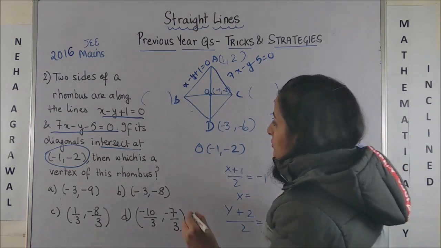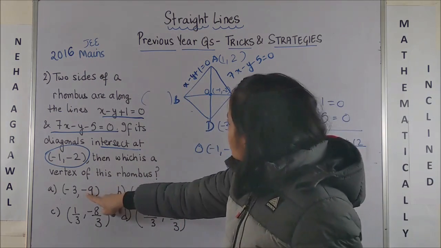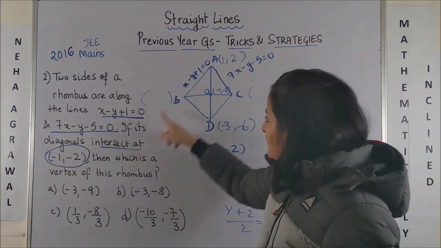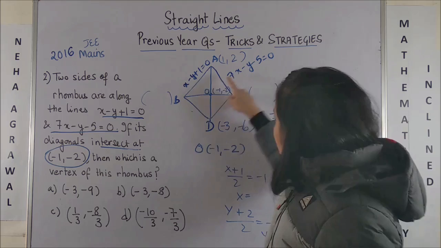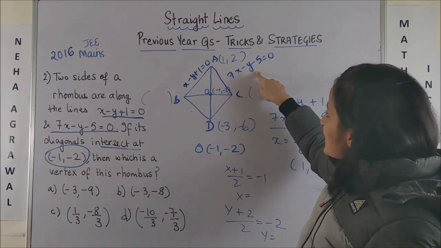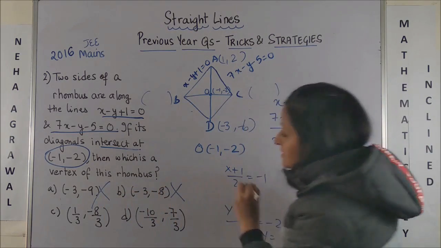So what we are going to do is try putting the options in. This one I can mentally check: minus 3 plus 9 is 6, plus 1 is 7, so it cannot be this. Same way, this one also doesn't satisfy because this will be minus 21 plus 9 minus 5. It cannot be. So this is out of picture. Likewise, this is out of picture.